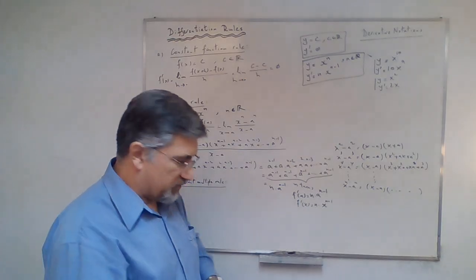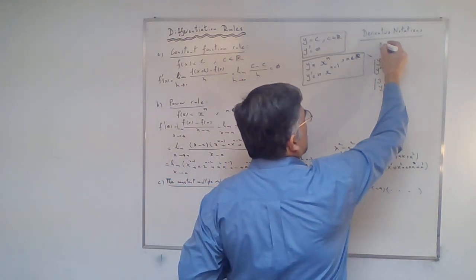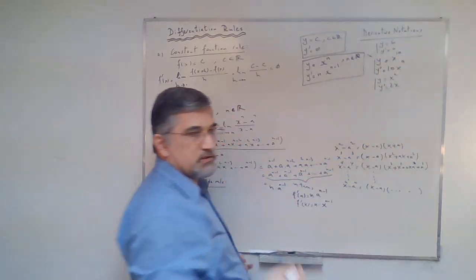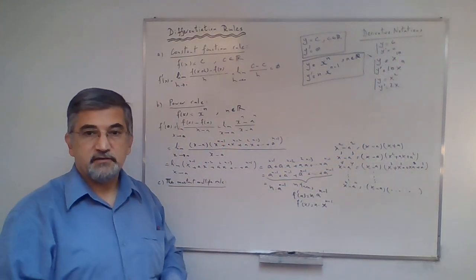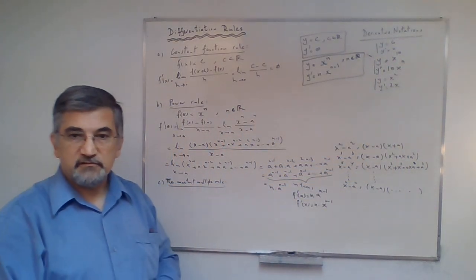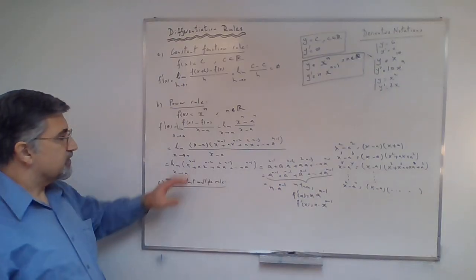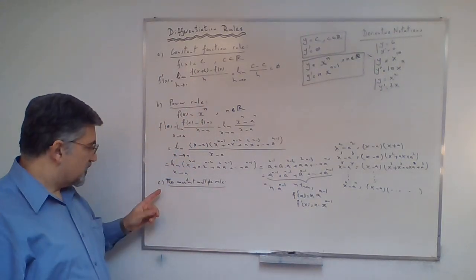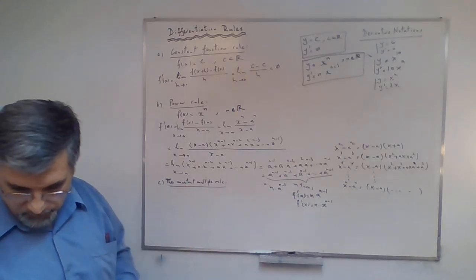These are some examples. An example for the first one: y equals 6. The derivative is 0. Instead of 6, you can use your house number. It doesn't matter. Any constant has a derivative of 0. And after these two rules, we move on to the third differentiation rule. It's called the constant multiple rule.